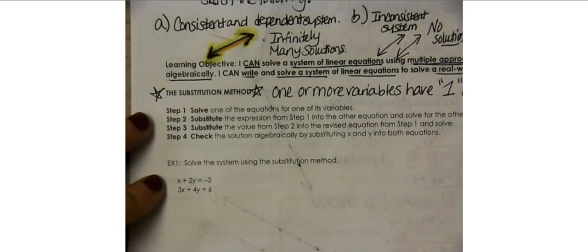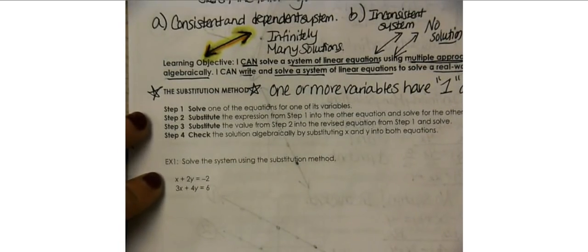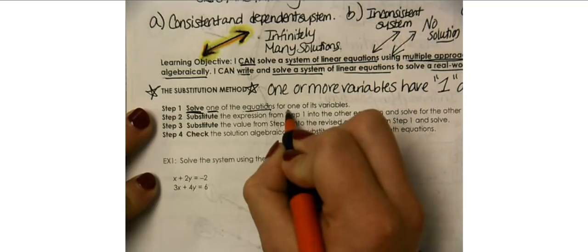So let's go ahead and look at the steps. The steps for the substitution method go like this. Step 1, you want to solve one of the equations for one of its variables. So you want to pick which equation would be the easiest to work with first. It's always nice to label your equations 1 and 2. And looking at equations 1 and 2, I like equation 1. What's nice about equation 1 is that it would be easy to solve for x very quickly.